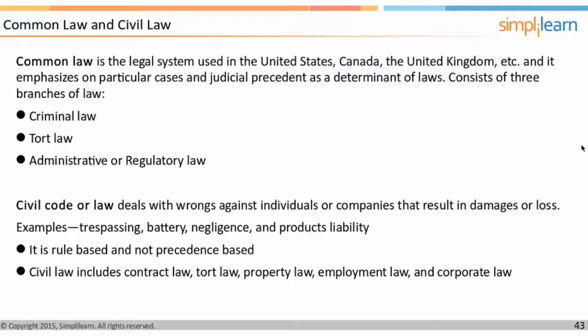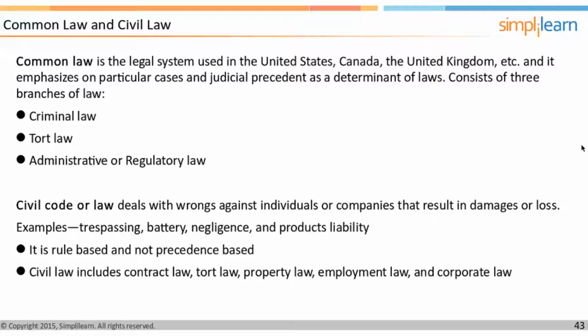The tort law or the civil law deals with wrongdoing against individuals or companies. So in this case, if you have a wrongdoing against the company, you could go to a civil court. Okay. So usually there's a fine, and you need to pay some penalty, and very rarely does somebody go to jail for this. Okay.